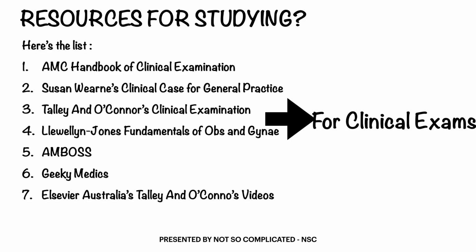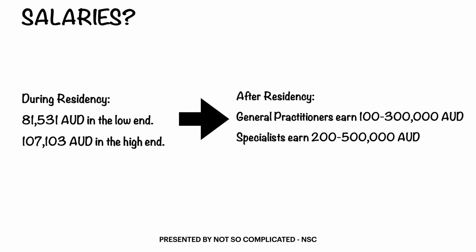And what are the salaries during residency? It is 81,531 Australian dollars at the low end and 107,103 Australian dollars at the high end. This is a resource from Target Salaries. And after residency, general practitioners, meaning you have completed your residency but are not a specialist like a cardiologist or neurologist, earn around 100,000 to 300,000 Australian dollars, and specialists earn 200,000 to 500,000 Australian dollars.